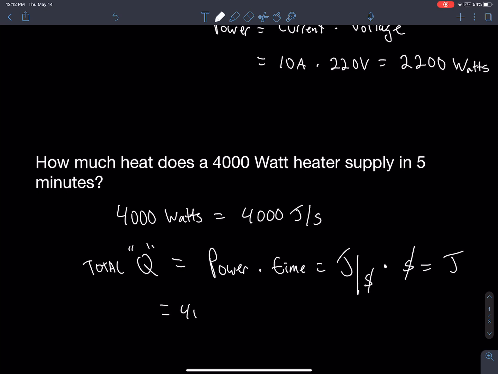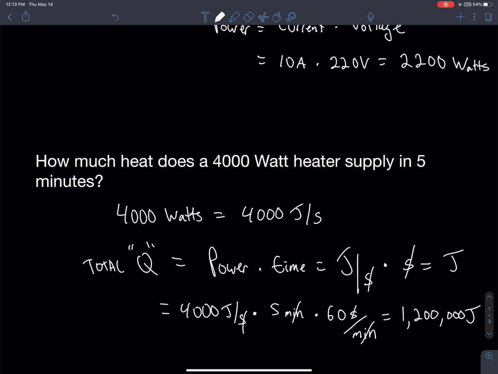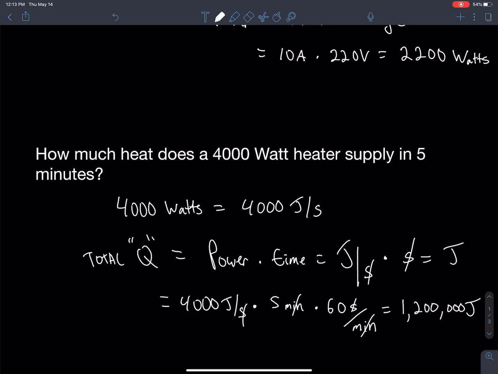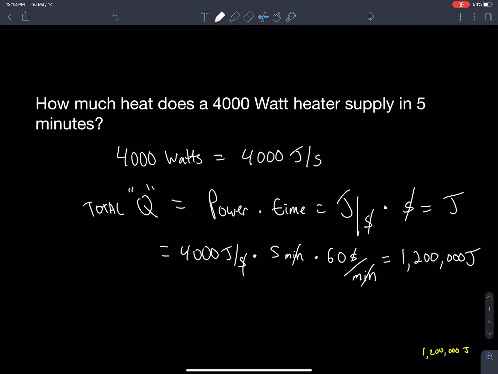So 4,000 joules per second times 5 minutes. Now, minutes and seconds are not the same unit, so I have to convert, times 60 seconds per minute. The minutes now cancel out, the seconds will cancel out, and then I'll be left with 1,200,000 joules if I use my calculator. Okay, so that's how much heat, 1,200,000 joules. That seems like a lot of heat energy that a 4 kilowatt or 4,000 watt heater is going to put in 5 minutes. Well, let's see what else we can do with that.